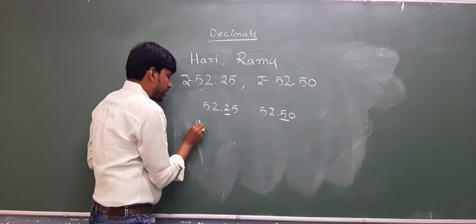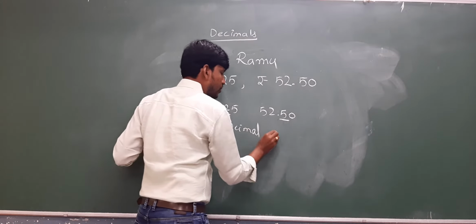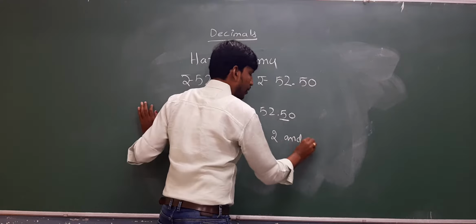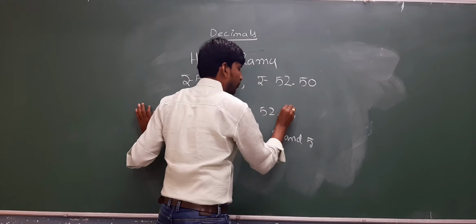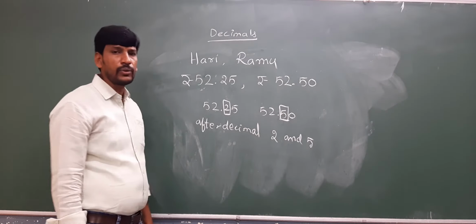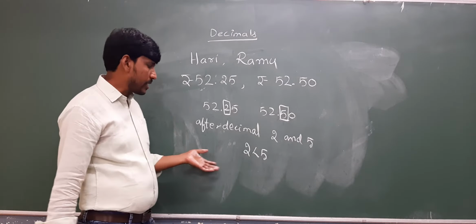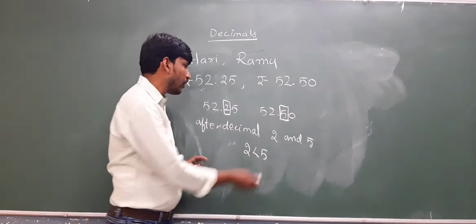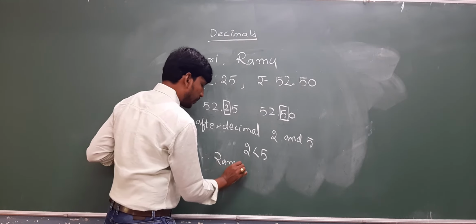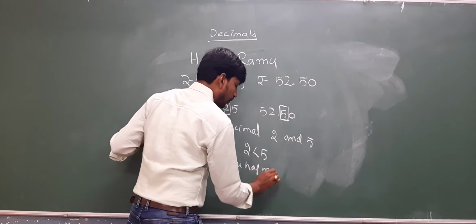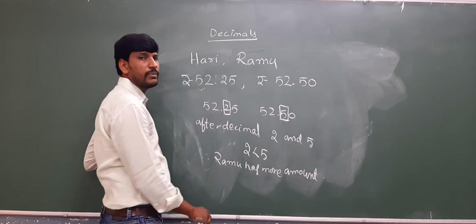Okay, after decimal you have 2 and 5. See this here, this value 2 and here you have 5. In 2 and 5 which is the more value? Obviously 2 is less than 5. 5 is the more. So therefore this is the more value. Clear? So therefore Ramu has more amount. I hope you understood how to compare two decimal values.